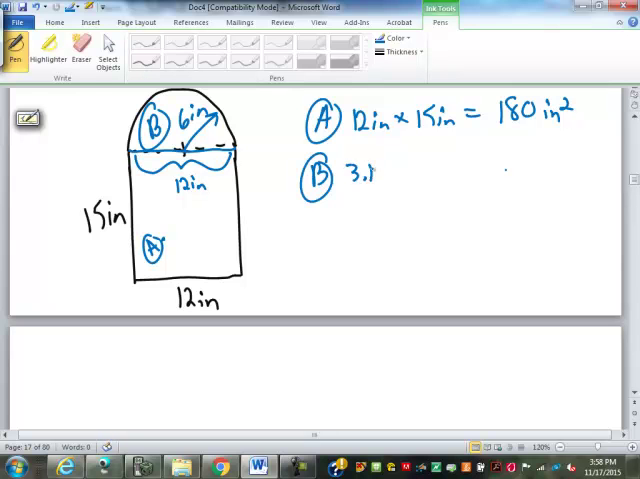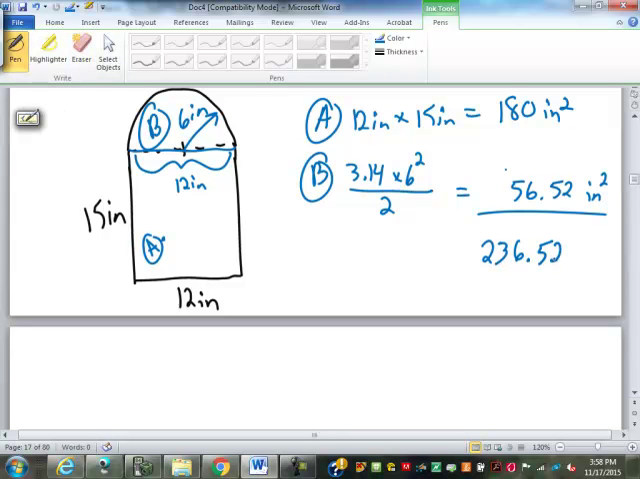So that area is pi, or 3.14, times 6 squared. But I'm going to divide by 2. Where does that dividing by 2 come from? It's only half the circle. Very good. So what does that become? 56.52. Thank you, that is correct. 56.52 inches squared. And now we add those together to get 236, not 26. The little hamster is stumbling tonight, so you have to double check my calculations. 236.52 inches squared. That is my overall area.